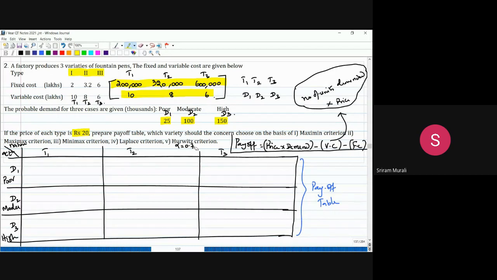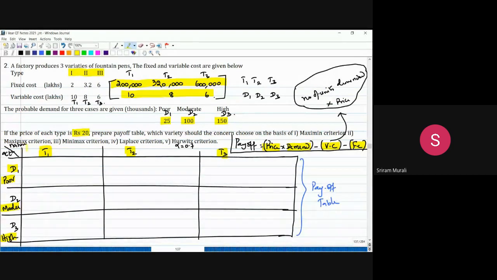What is the question? We want to first develop the payoff matrix. Profit is selling price minus expenses. So payoff will be the price of the commodity times how much is required, minus any expenses, variable cost and fixed cost. So this must be subtracted in my payoff. How do you construct the table? These are the acts. Act means we decide whether demand is poor or moderate or high. Nature means the varieties of pen, type 1, type 2, type 3.